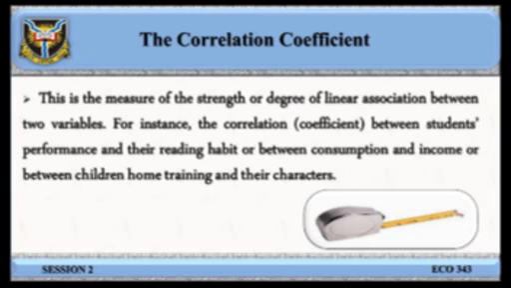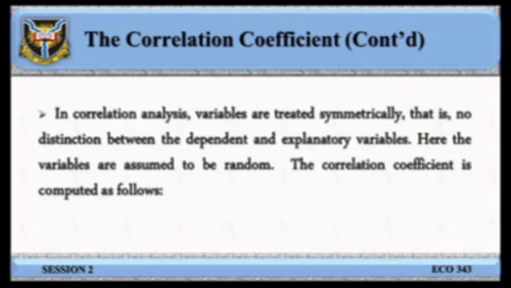The correlation coefficient. This is the measure of the strength or degree of linear association between two variables. For instance, we may wish to find the correlation coefficient between students' performance and their reading habits, or between consumption and income, or between children's training and their characters. In correlation analysis, variables are treated symmetrically, that is, no distinction between the dependent and explanatory variables. Here the variables are assumed to be random.